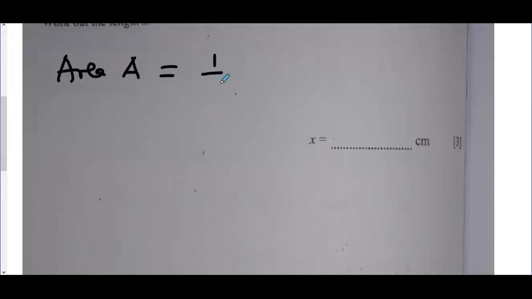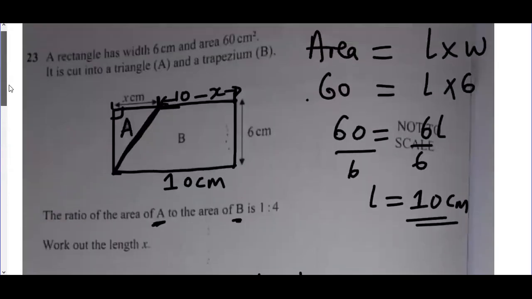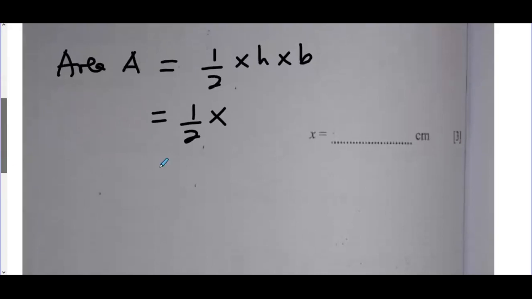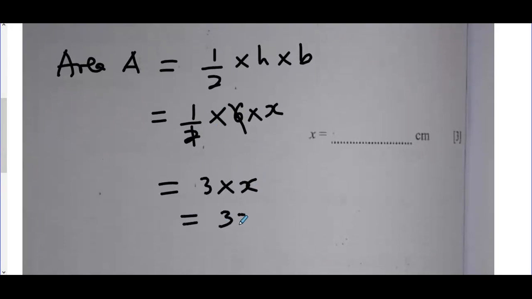Area A is equal to a half times height times base. Area A will be equal to 1/2 times the height, which looks to be 6, and the base will be equal to X. So area A is 1/2 times 6 times X. Simplify this and you get 3X. So area A is equal to 3X.